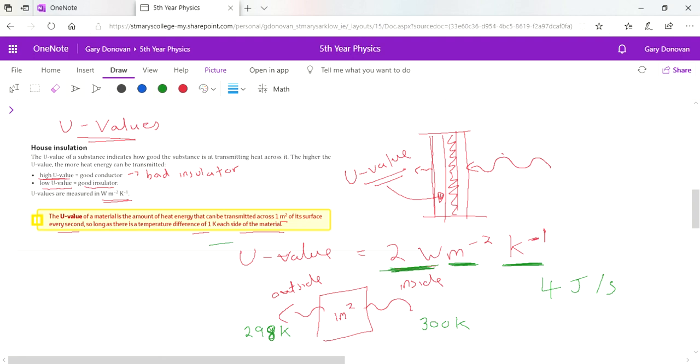So it's really tricky to get your head around that, but they tend not to ask questions about this. It tends to be the definition that you need to learn. And I'll give you some example questions today for you to practice.